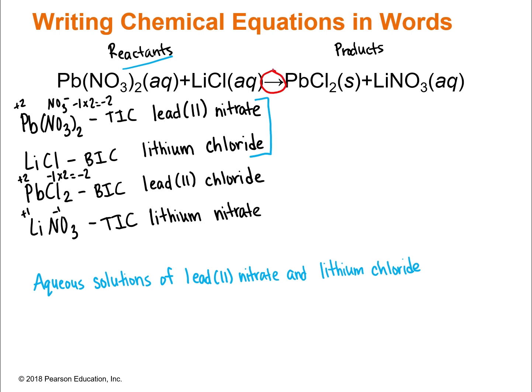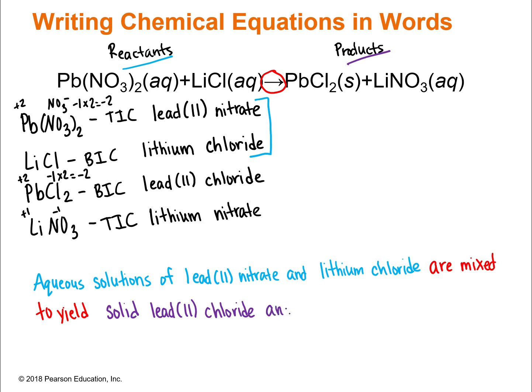Now we've got to do this yield sign. You can say "are combined" or "are mixed to yield." And that would take care of that. Then you have to list your products. We've got solid lead 2 chloride, and aqueous lithium nitrate.